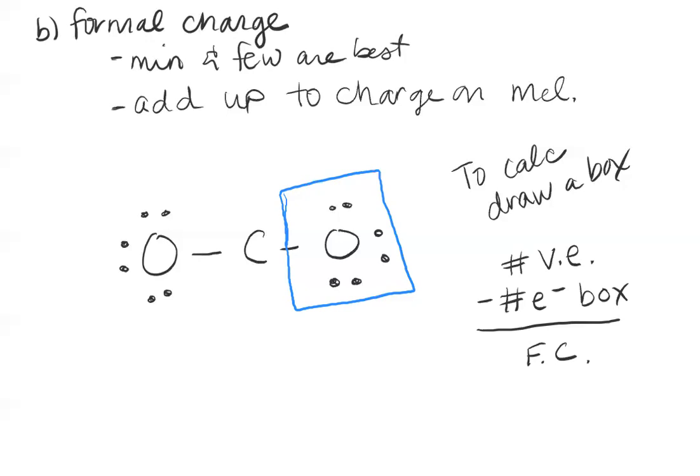Okay, so if I look at this first box, right? Oxygen has 6 valence electrons. Remember, I get that from the periodic table. And I count the number of electrons in the box. I've got 1, 2, 3, 4, 5, 6, 7. So see how that bond just counts as 1 electron. It doesn't count as 2 when I'm calculating formal charges. So I subtract 7 from my 6, and that gives me a -1. So I have a -1 formal charge on this oxygen.